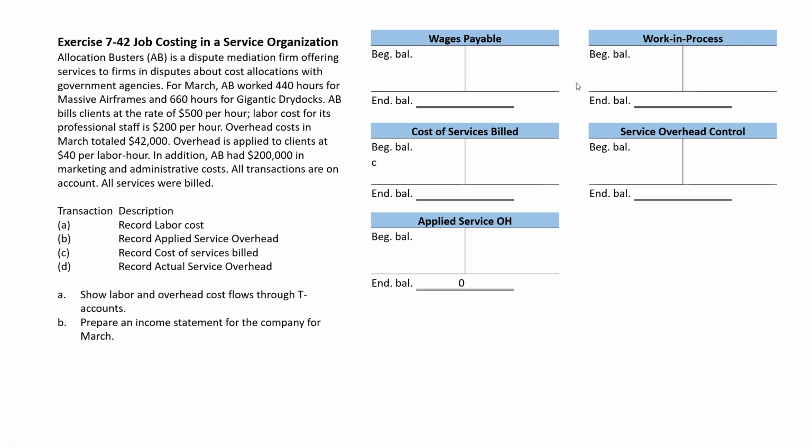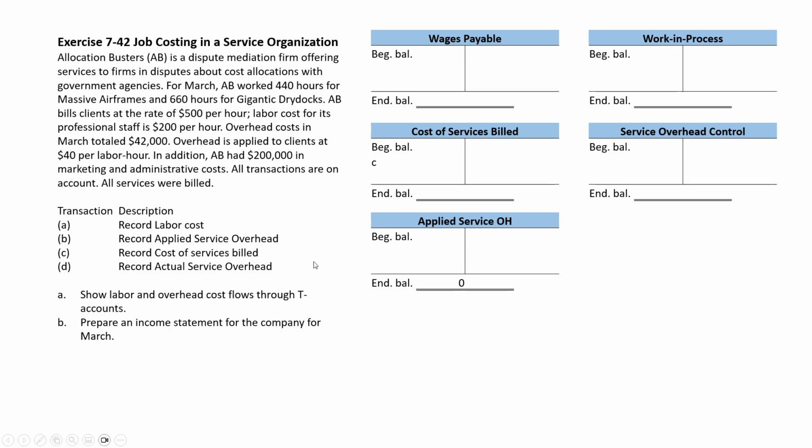As a service company, I'm not going to have raw materials. I'm also not going to have finished goods. Additionally, you were used to seeing cost of goods sold as your expense account because we sold a good. We're not selling a good, we're selling a service. So we're going to call it cost of services billed instead. Again, that's going to be an expense account. And slightly different control account and applied account. It's not manufacturing overhead, it's service overhead control and applied service overhead.